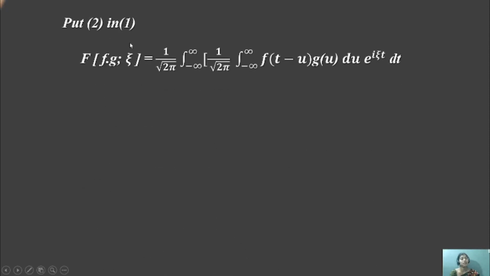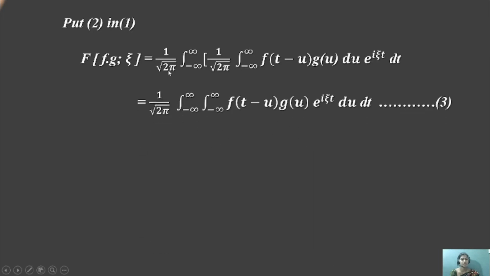Put the second equation in the first equation. The Fourier transform of f * g at xi equals 1 upon square root of 2 pi, integral from minus infinity to infinity of [1 upon square root of 2 pi, integral from minus infinity to infinity of f of t minus u, g of u du] e to the power i xi t dt. Combining both integrals, this becomes 1 upon square root of 2 pi, double integral of f of t minus u, g of u, e to the power i xi t du dt.